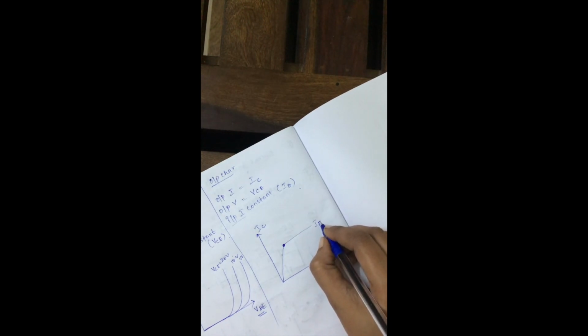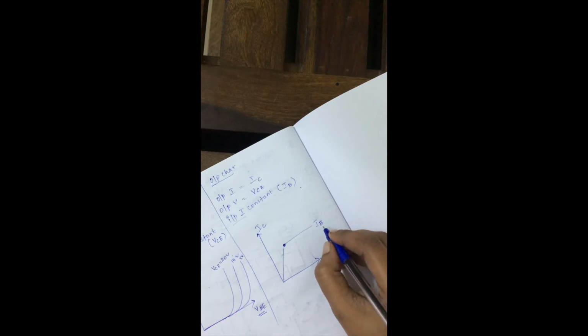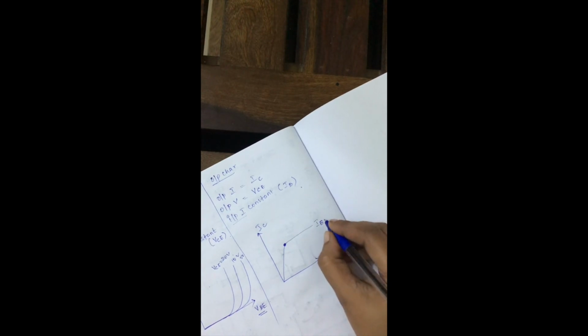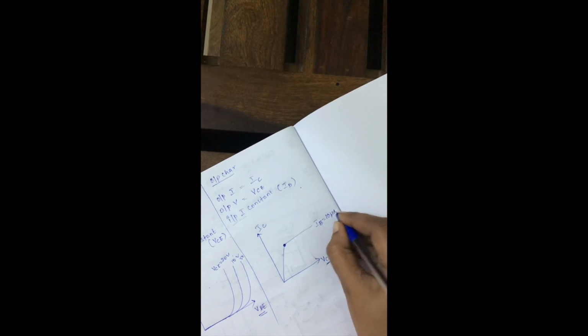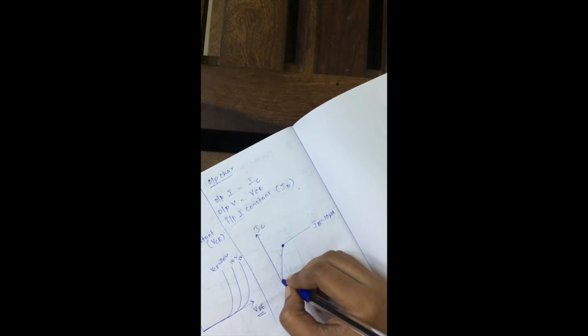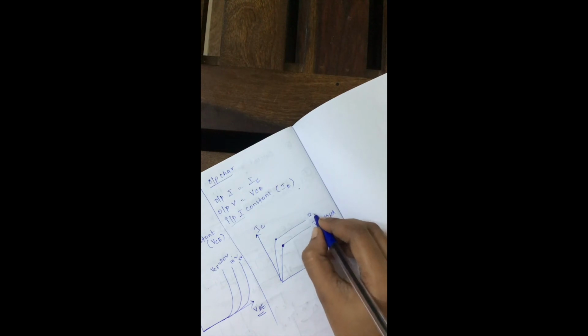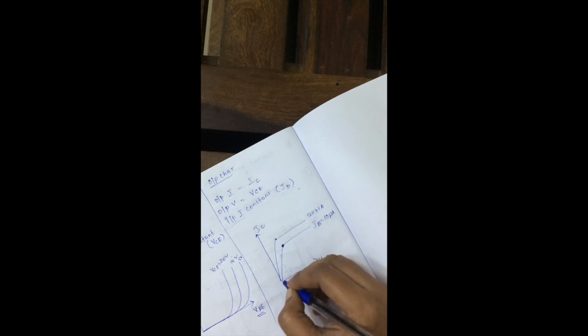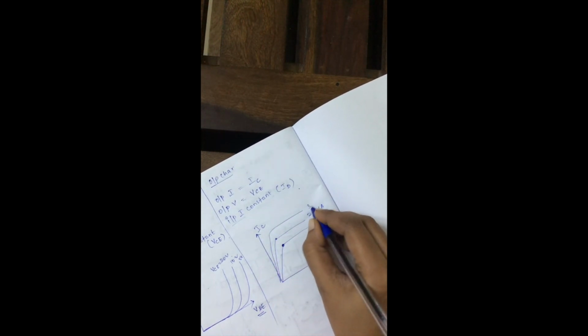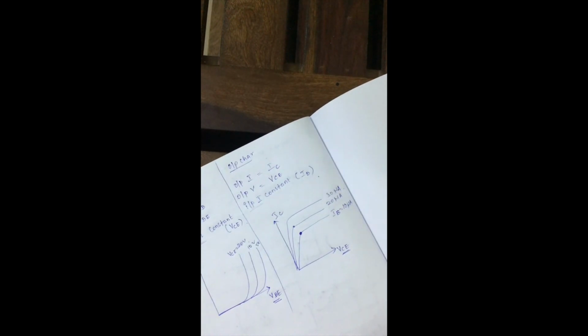Sorry, this is IB constant. Here input current is IB. So IB will be, say, 10 microamps. Next, if you are changing it to 20 microamps, then IB will be 20. Or still more, if you are increasing, it will be like this. Okay, so plotting the graph for common base and common emitter is the same.